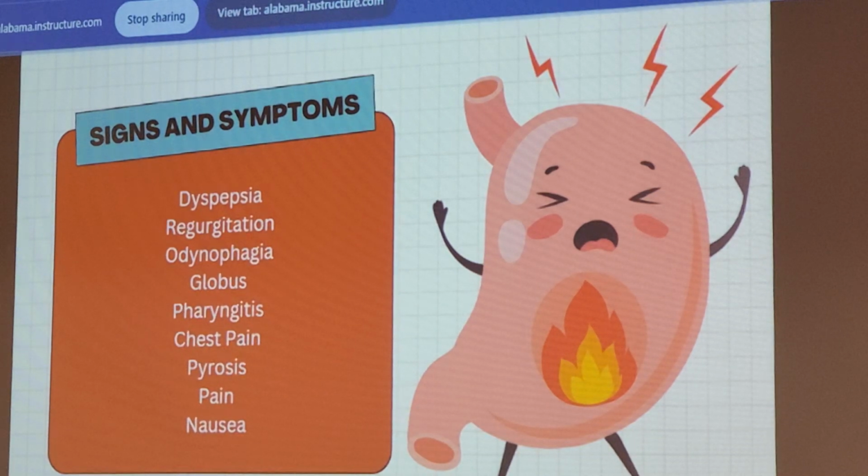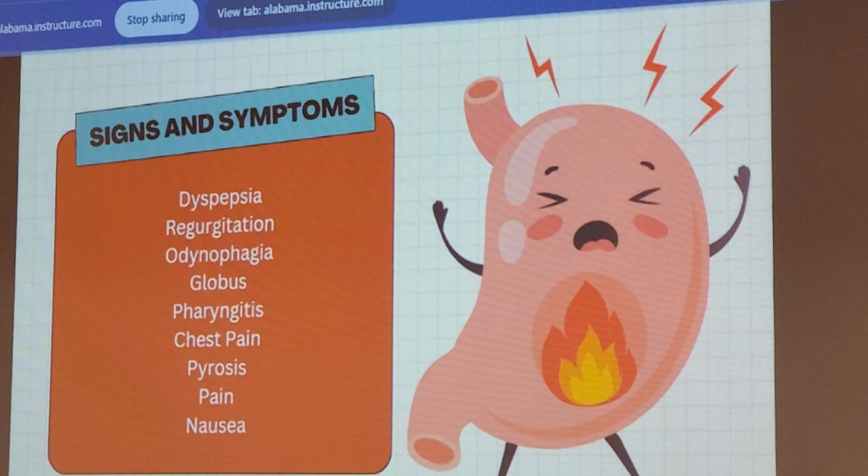So we've got things like dyspepsia. What's that? Indigestion, good. What about odynophagia? Swallowing, good. Globus? Lump in your throat, or feeling fullness in your throat, like something stuck in the back of your throat that you have to get out. Pyrosis? Heartburn, good. Have some pain in there as well, some nausea.